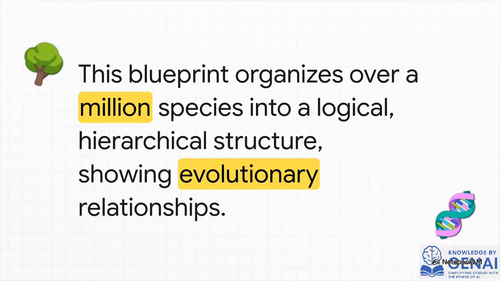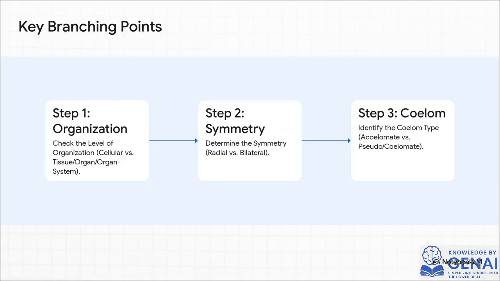Every single decision, every branch on this massive tree of life, is all based on those key features we just talked about. This is how you take that chaos of over 1 million species and organize it into a logical structure that actually shows you how different groups are related to each other. Think of it like a biological flow chart.